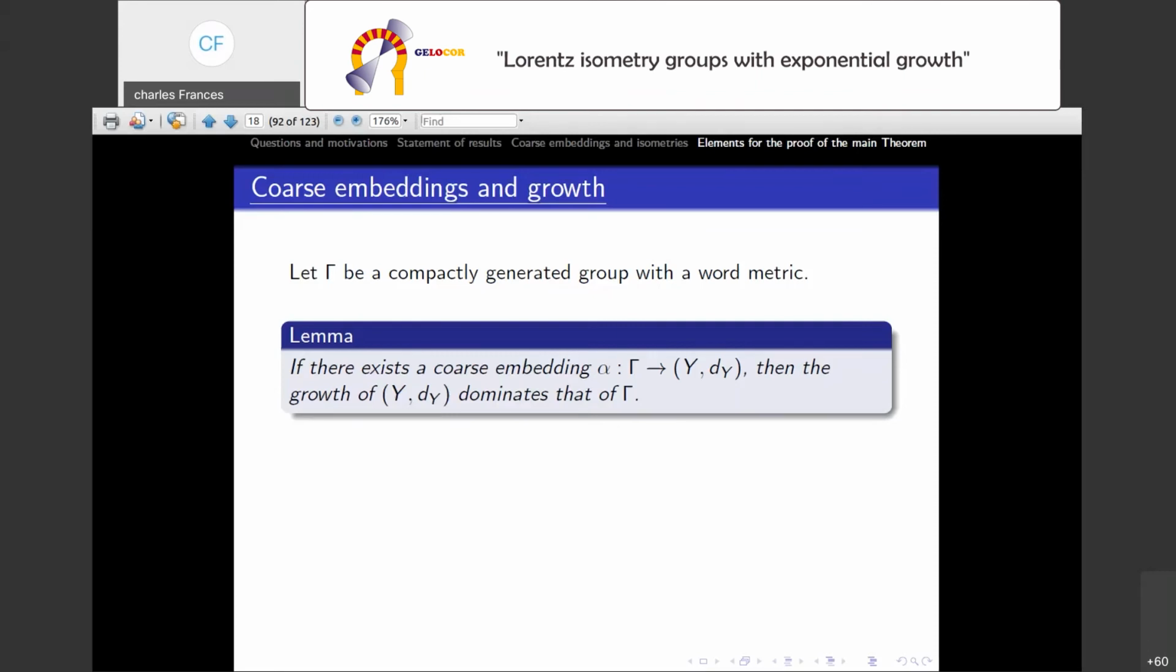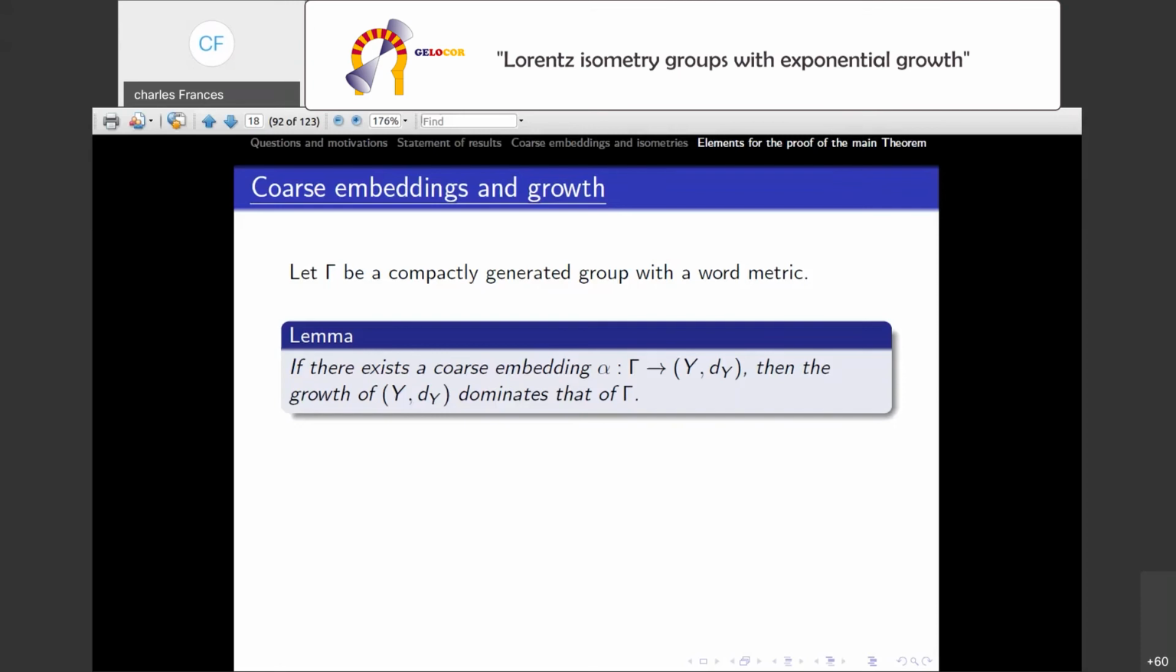Charles, please. Yep. It seems we have again the same problem. We are seeing just the statement of the lemma and not the proof that you are explaining. The proof is not written. I just explain it. Okay.